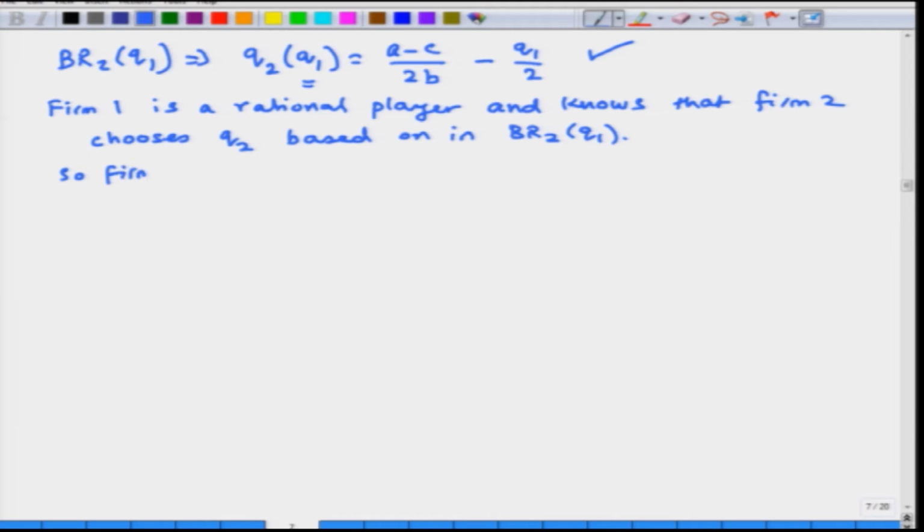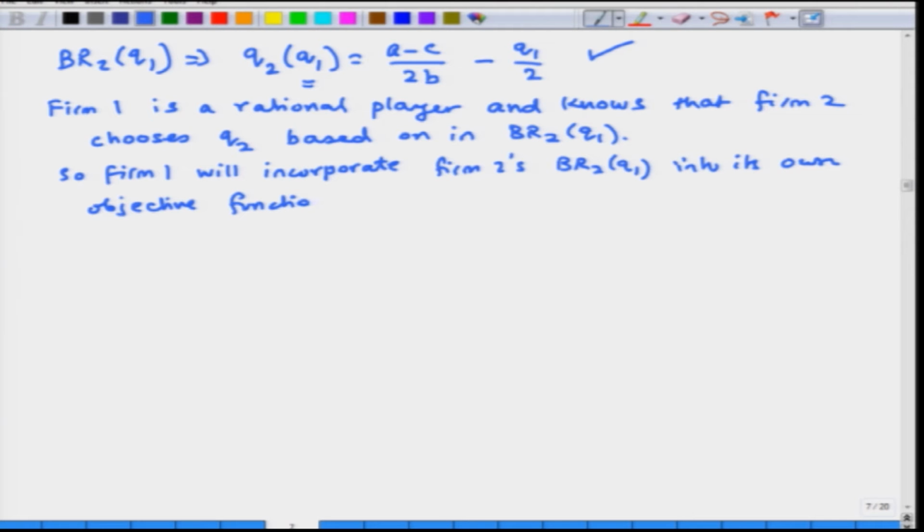So, firm 1 will incorporate firm 2's best response function into its own objective function to solve for the optimal Q1. So, in other words, firm 1, which has moved first, knows that based on that Q1, firm 2 would have chosen its Q2. So, firm 1 can figure out what firm 2's best response is. So, it takes that entire best response function for firm 2 as given and then asks what is the best Q1 that I can choose given that firm 2 is doing what it is doing.